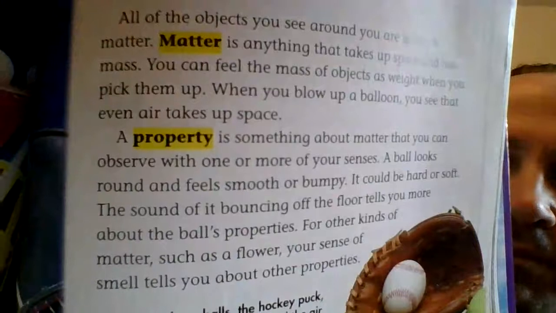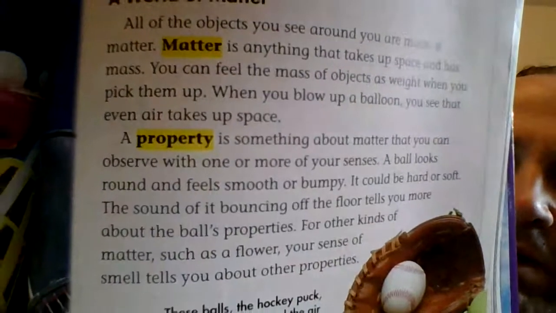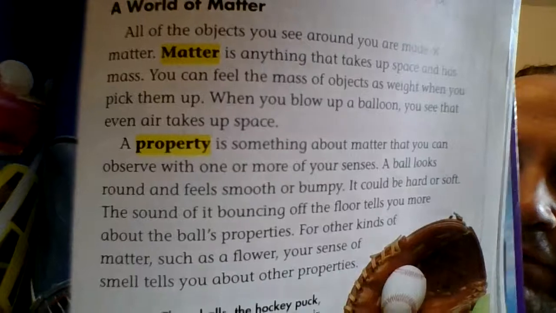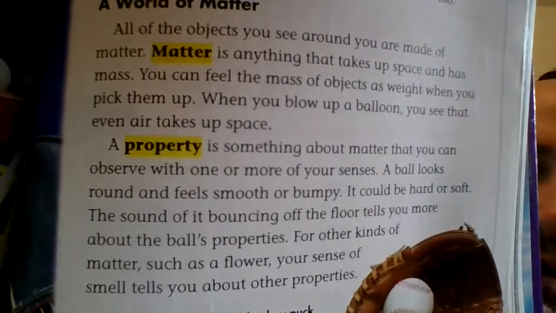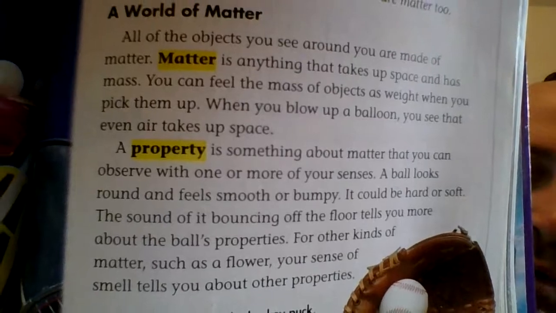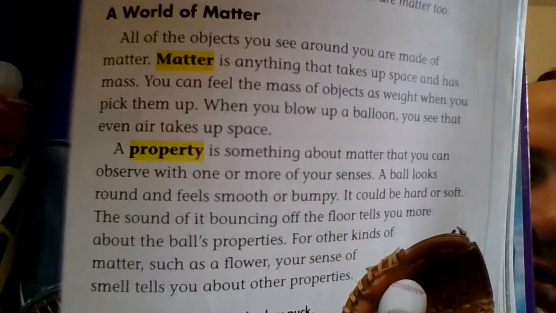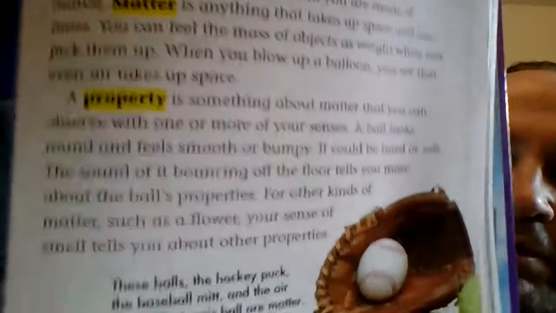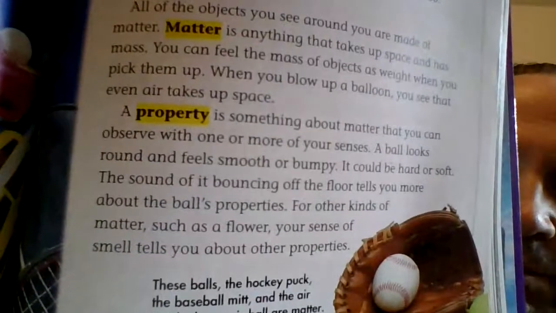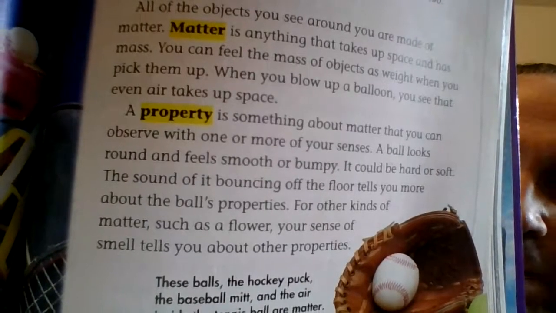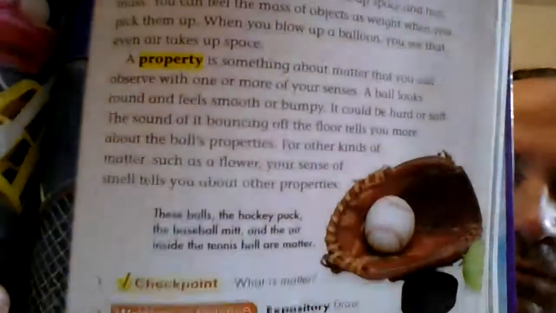A property is something about matter that you can observe with one or more of your senses. A ball looks round and feels smooth or bumpy. It could be hard or soft. The sound of it bouncing off the floor tells you more about the ball's properties. For other kinds of matter, such as a flower, your sense of smell tells you about other properties.